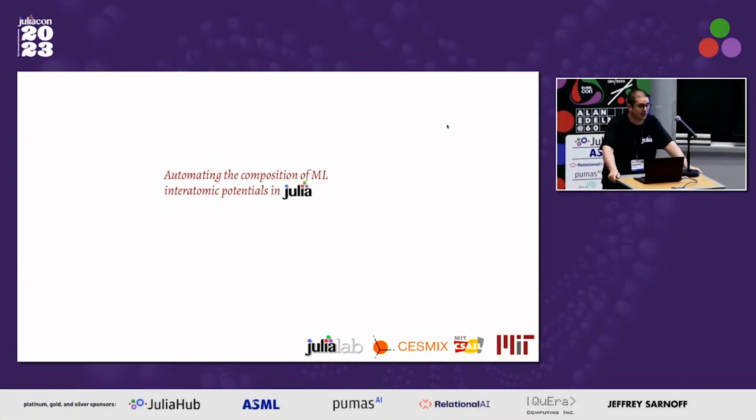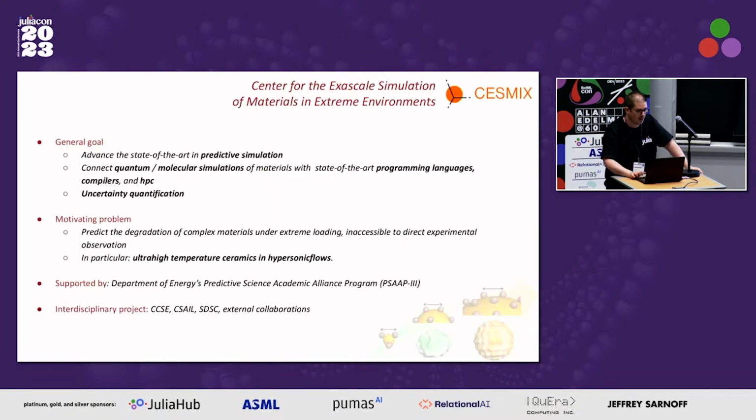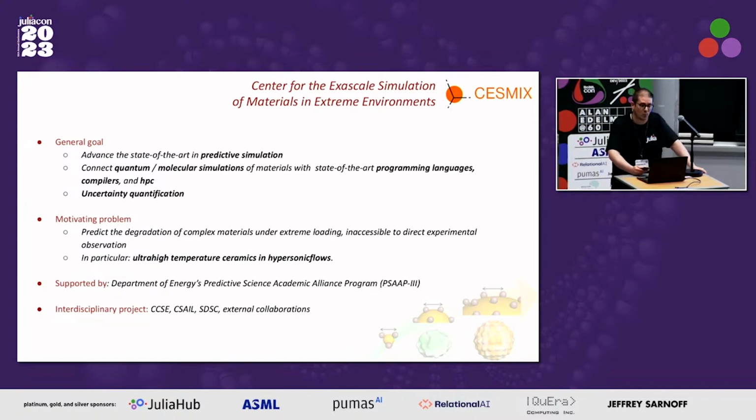Hello, everyone. Today I'm going to talk about the composition of machine learning interatomic potentials in Julia. This work is part of the SESMIX project that seeks to advance the state of the art in predictive simulations, connecting the quantum world and the machine learning world and the molecular dynamic world with the state of the art programming languages, compilers, HPC abstractions, and certification. So, thank you.